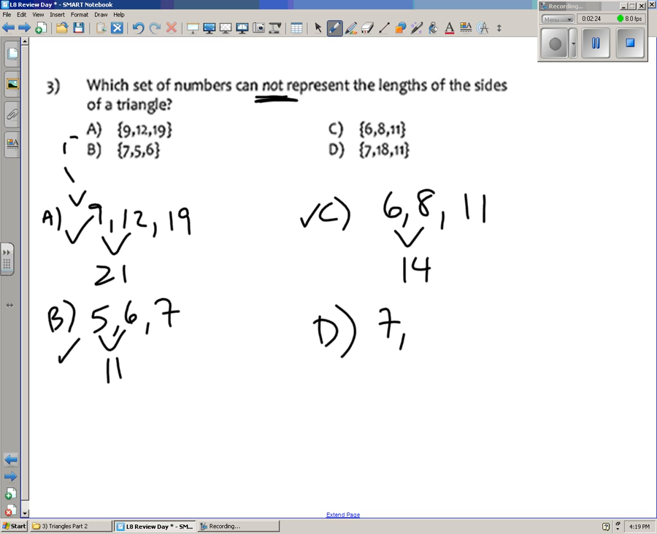D, 7, please list them in order. 7, 11, 18. 7 plus 11 is 18. 18 is equal to 18. That does not work. And that's our answer, because as we said, we want which one does not work.